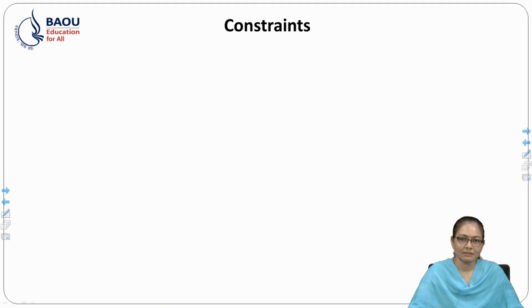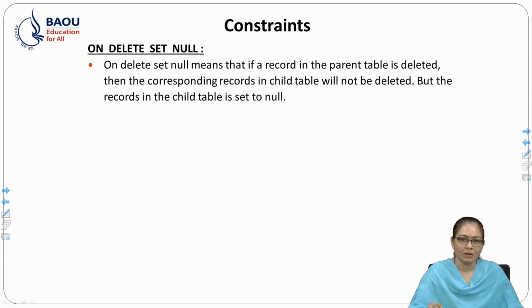See in the next, on delete set null. On delete set null means if the record in the parent table is deleted, then the corresponding record in the child table will not be deleted, but the record in the child table is set to null. On delete set null is written when the foreign key is defined.